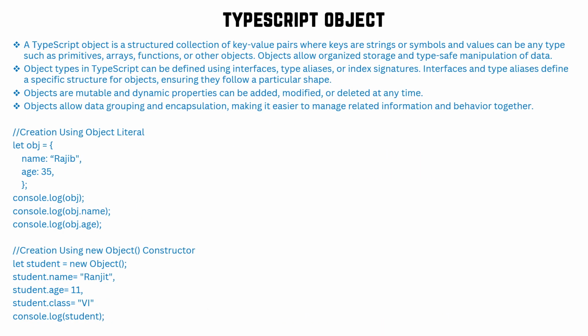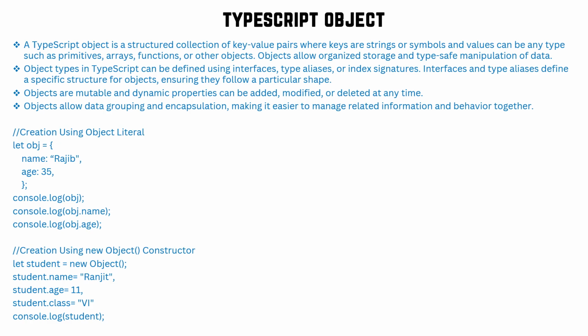Now let's understand about the object. We already discussed the object, right? The object is nothing but an instance of the class. Apart from that, in TypeScript we can directly define the object also. A TypeScript object is a structured collection of key value pairs where keys are string or symbol, and the value can be any type like primitive types, arrays, functions, or other objects. For primitives we can have number, string, boolean, bigint, null, undefined, or symbol. So objects allow organized storage and type safe manipulation of data.